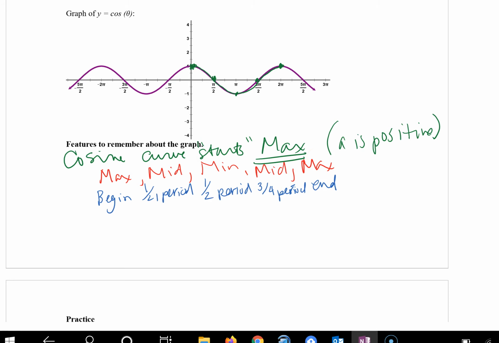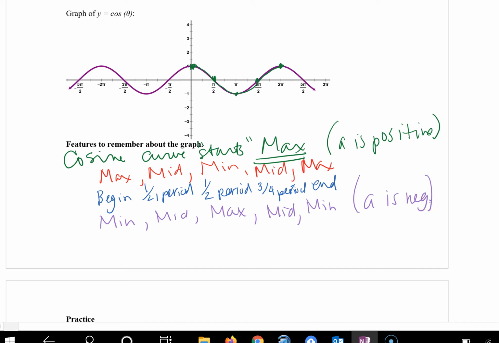If A turns out to be negative, you will flip, so you will start at the minimum, midline, maximum, midline, back to the minimum. Again, that's if A is negative. Same concept: you still want a quarter of the period to decide how you're going to count. So let's see that at work.